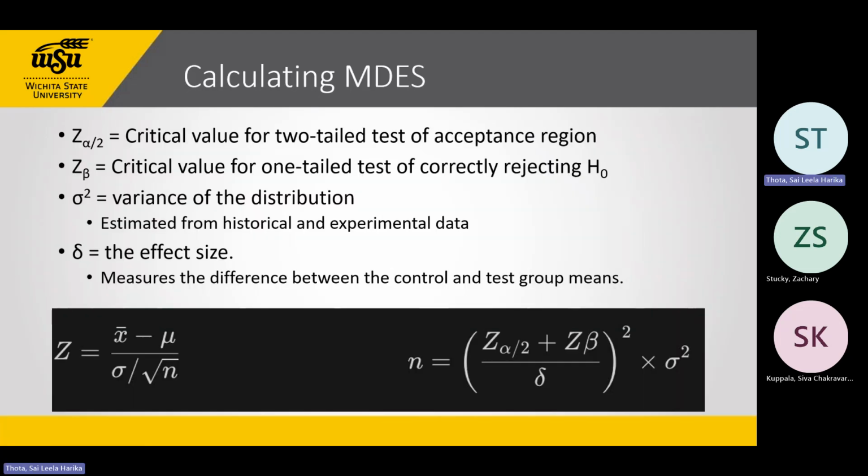So calculating MDES. If you observe that Z alpha by 2, which is a critical value for your two-tail test of the acceptance region, then what about the Z beta? It is the critical value for one-tail test of correctly rejecting H naught. And sigma square will be the variance of the distribution. We can consider these are the formulas for the Z and for the N.